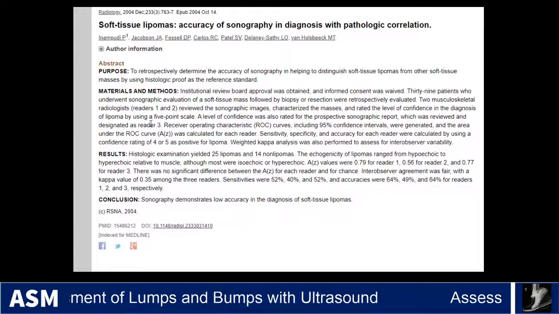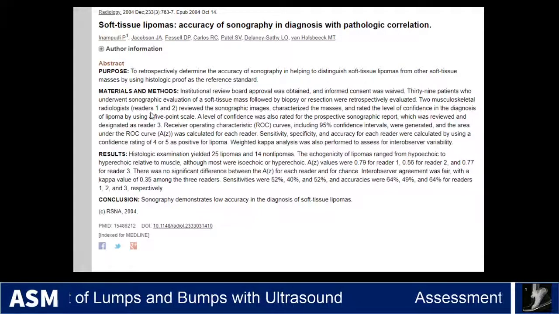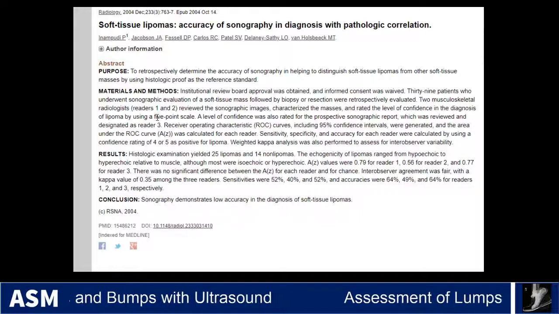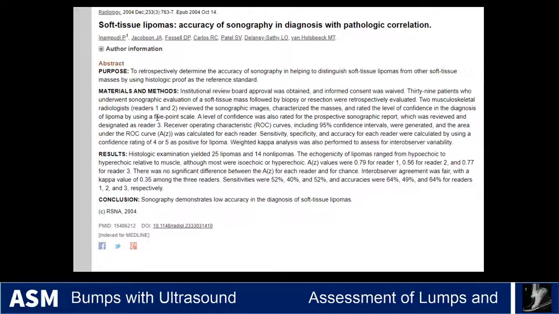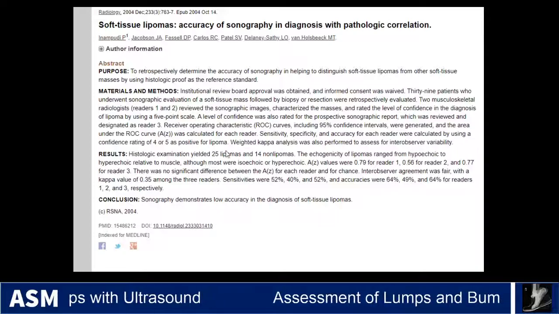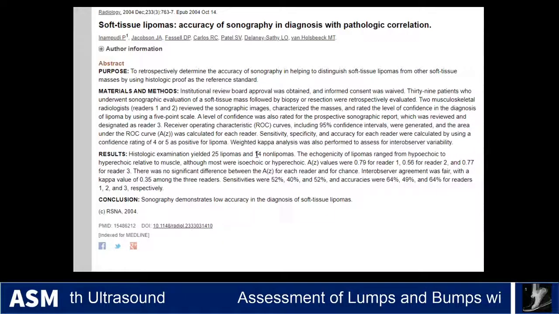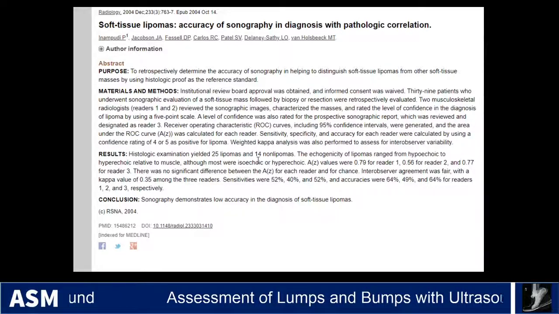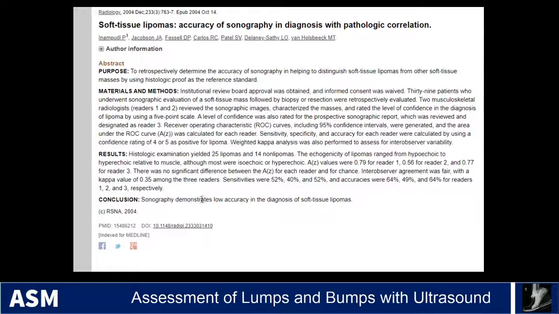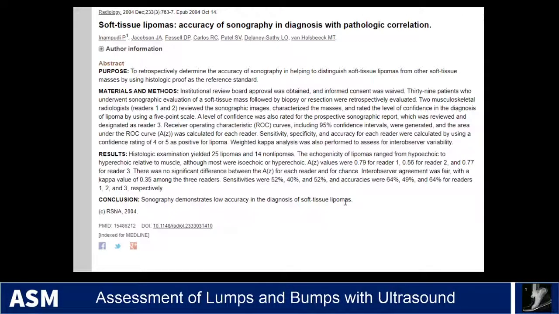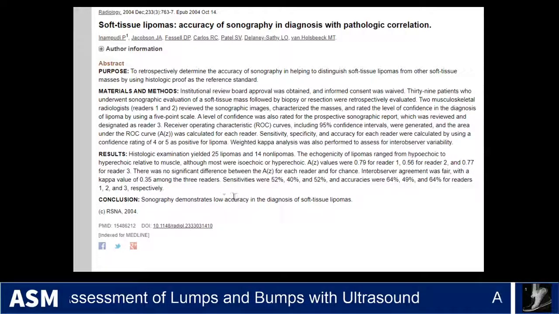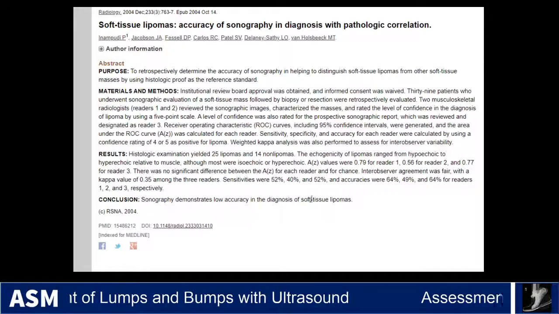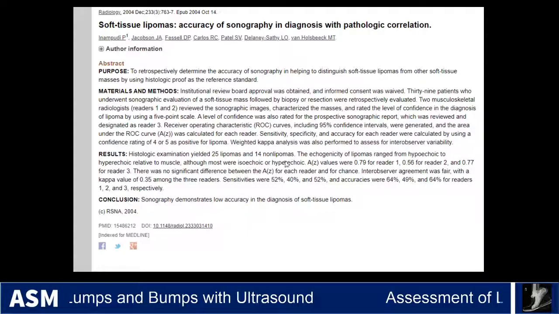And then reviewer 3 looked at the clinical report and the images and tried to assign a level of confidence based on the report and the findings. You'll see that there were 25 lipomas in the series and 14 non-lipomas, and the conclusion is probably the most important thing here. Unlike many of the other papers out there, this paper described a low accuracy in the diagnosis of soft tissue lipomas. A little bit more into the actual data.